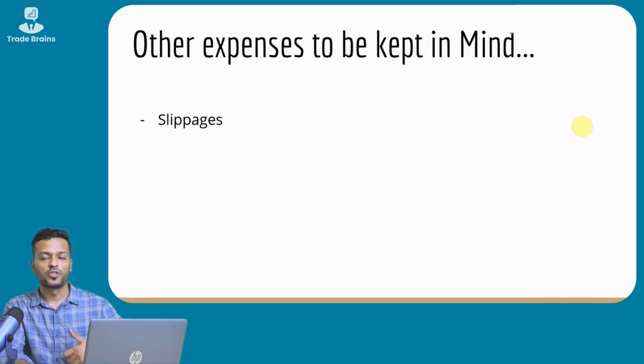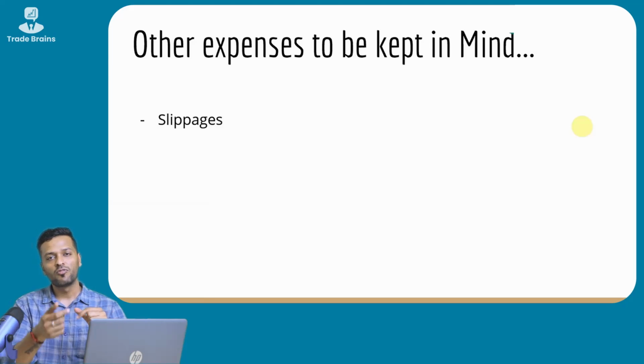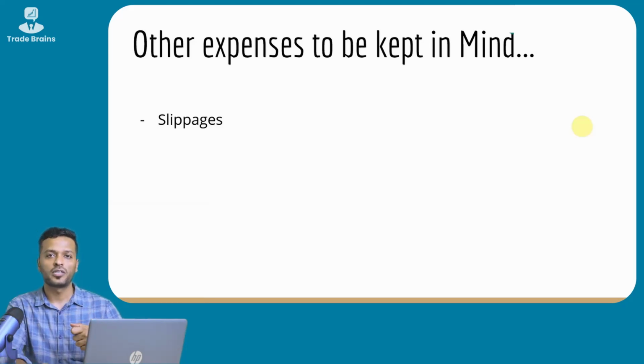The first is slippage. Sometimes what happens, you are in a volatile market, you have kept a stop loss, but the stop loss won't be triggered and you would be losing extra 2, 3, 4% per trade. So that actually becomes a part of extra expense.